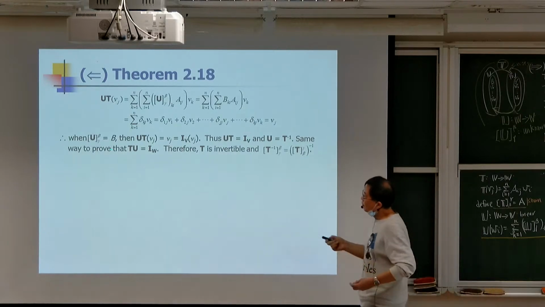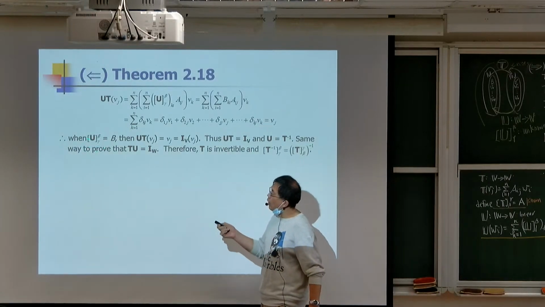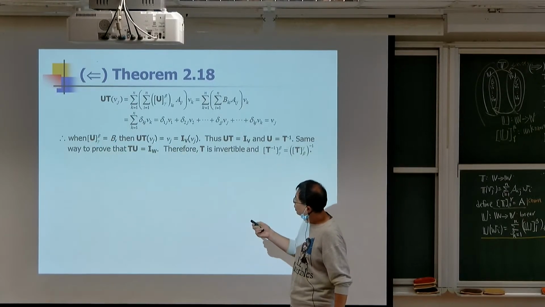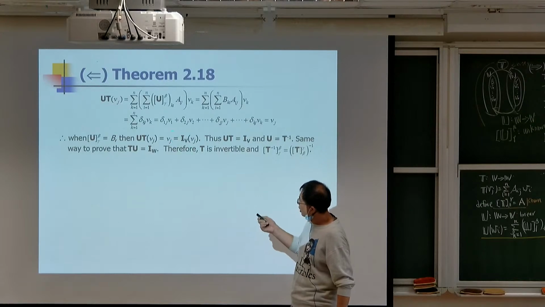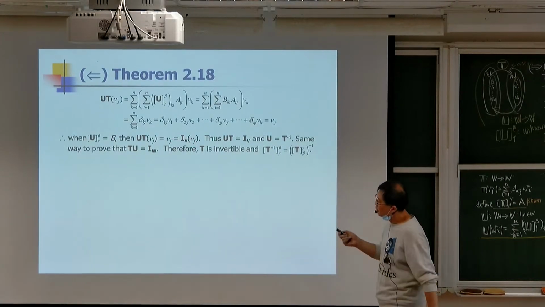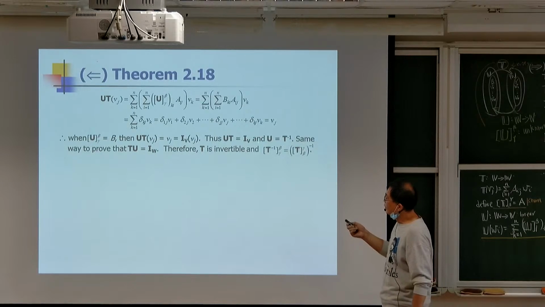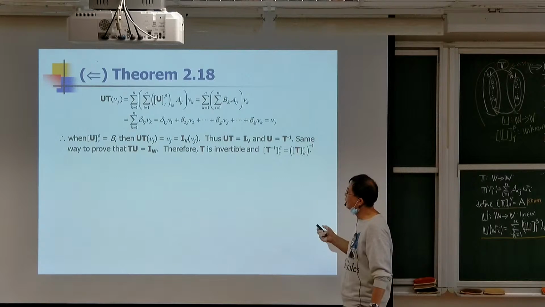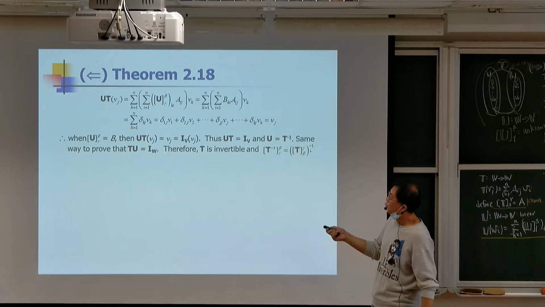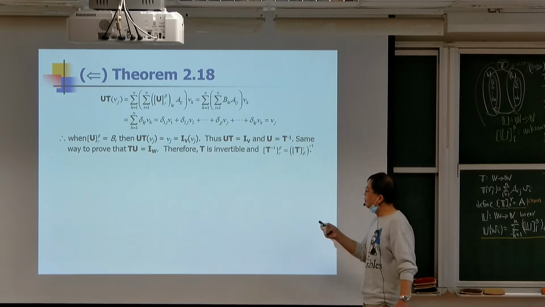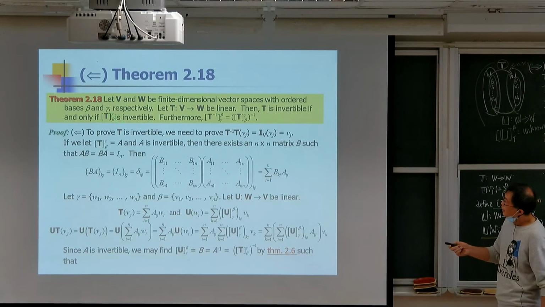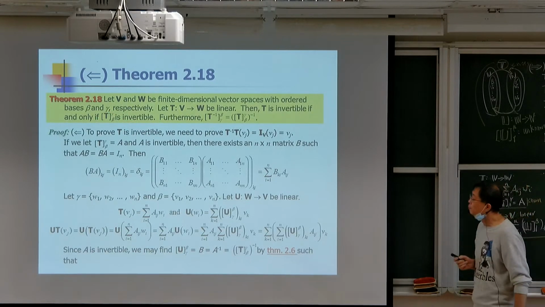So when the matrix representation of U from gamma to beta equals B, then UT of vj equals vj, which is equal to the identity transformation of vj. Then UT is I_V, and then U is the inverse of T. And with the same approach, we can prove that TU equals I_W. So if this matrix representation is invertible, then T is invertible.